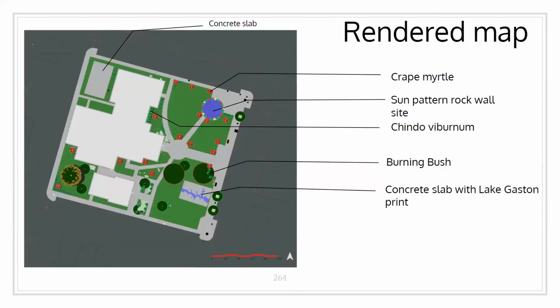So this is my render map, and the plants that I used were crepe myrtles, Tindo viburnums, and burning bush. And then I also added on this slide the Lake Gaston print, just to show a little area around there. And with the memorial, I added the sun quilt pattern with the colors, so the colors will be shown throughout. The same with the footprints, those colors from the patterns.